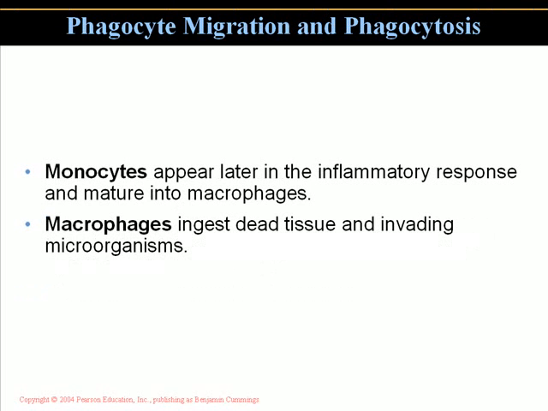Monocytes appear later in the inflammatory response. They mature into macrophages later. Macrophages ingest dead tissue and invaded microorganisms. So you need to know the function of macrophages, again, to ingest dead tissue and invading microorganisms.